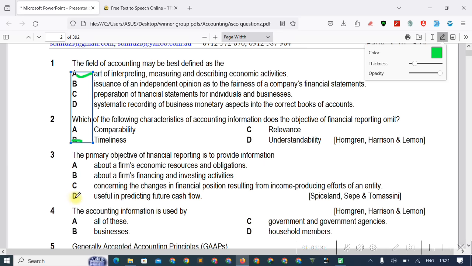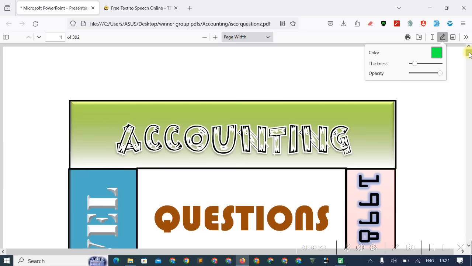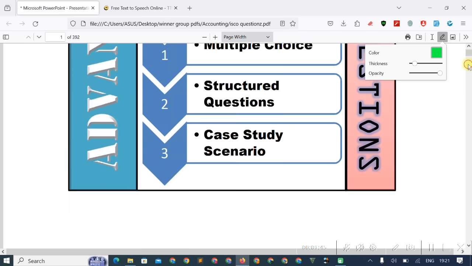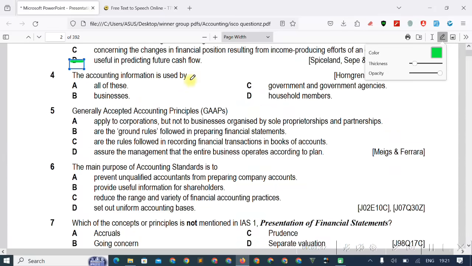4. The accounting information is used by A. all of these. B. businesses. C. government and government agencies. D. household members. The answer is A. all of these.